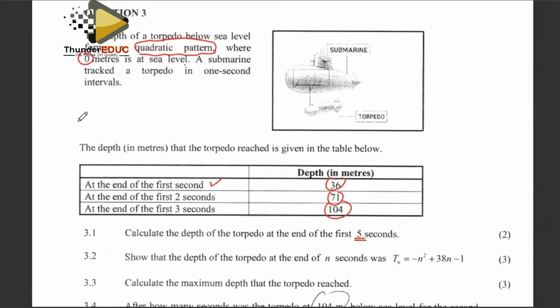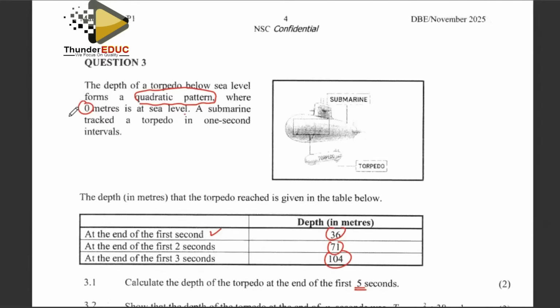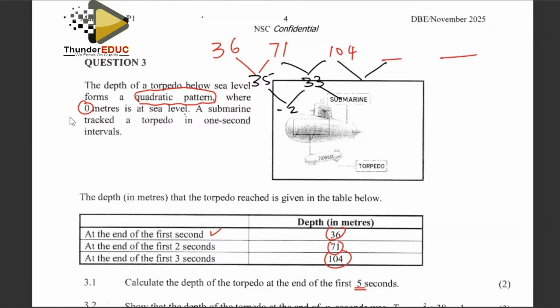So let's try to write out that number pattern and see. So if we have 36, 71, 104, 4, and 5. So what's happening there? If I use my calculator, 71 minus 36, that's a 35. And then 104 minus 71 is a 33, meaning that this should be, because this is a minus 2. If we minus 2, we're going to get a 31. Okay, you minus 2, you're going to get a 29.